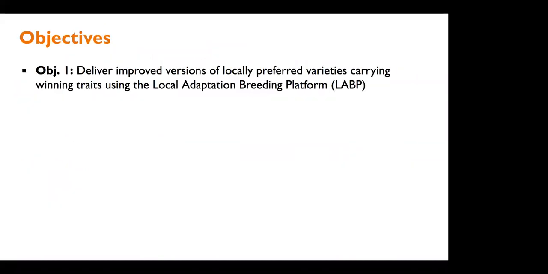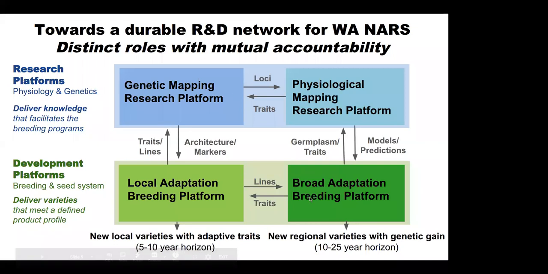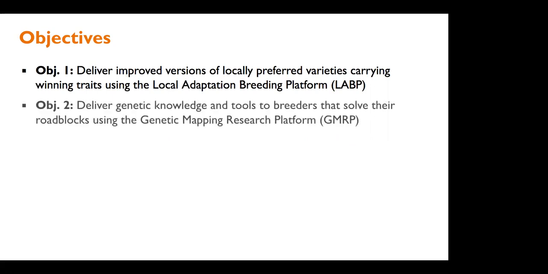One last thing about this. Each one of these platforms represents an objective, and each one of these objectives is led by an early career West African scientist. Objective 1 is to deliver improved versions of locally preferred varieties carrying winning traits using the local adaptation breeding platform. Winning traits are traits that are hypothesized to drive adoption. And that's Jacques Fay, who's coordinating that.